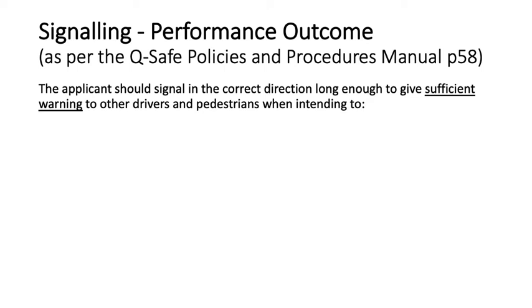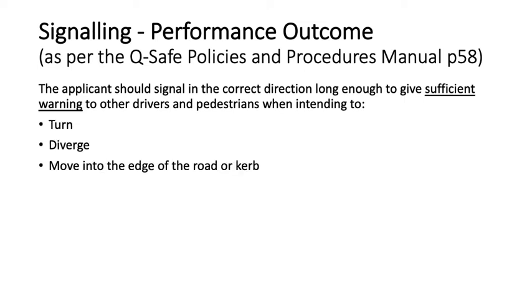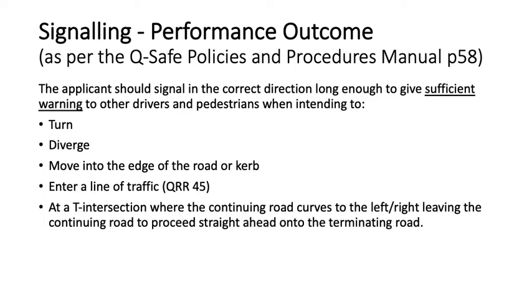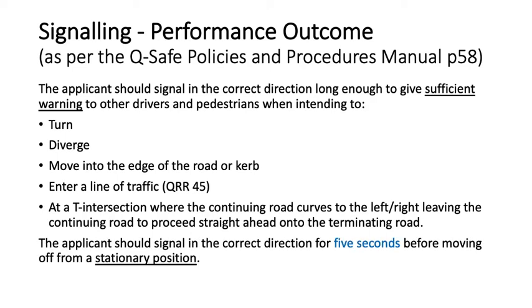The applicant should signal in the correct direction long enough to give sufficient warning to other drivers and pedestrians when intending to turn, diverge, move into the edge of the road or curb, enter a line of traffic, at a T-section where the continuing road curves to the left or right, leaving the continuing road to proceed straight ahead onto the terminating road. The applicant should signal in the correct direction for 5 seconds before moving off from a stationary position.